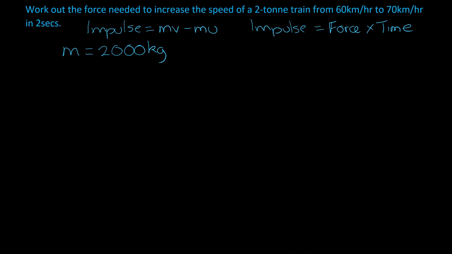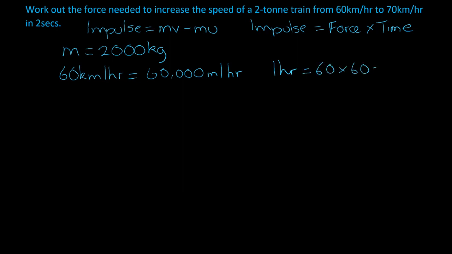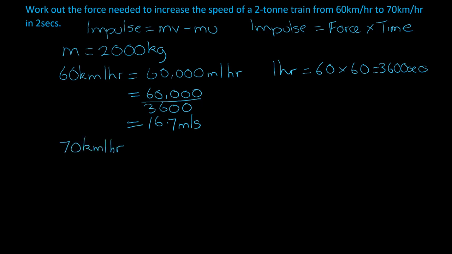And then we're going to also need to change the speeds into meters per second. 60 kilometers per hour will be the same as 60,000 meters per hour. And then 1 hour is 60 minutes, which each have 60 seconds in them. So that means that there are 3,600 seconds in an hour. So 60 kilometers per hour will be 60,000 divided by 3,600. That equals 16.7 meters per second. Go through a similar process now for 70 kilometers per hour. You'll find that that equals 19.4 meters per second.